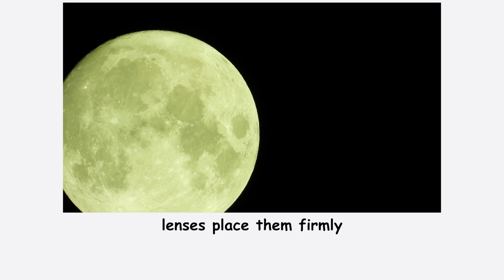True macro lenses are typically labeled 1:1, meaning the subject is reproduced on the sensor at its actual physical size.